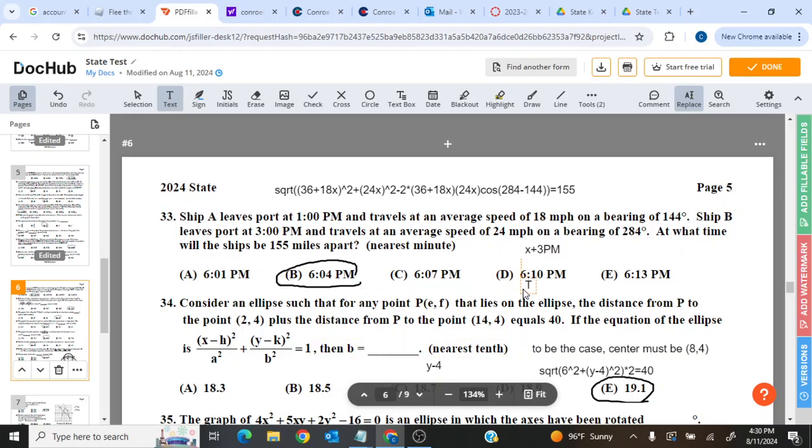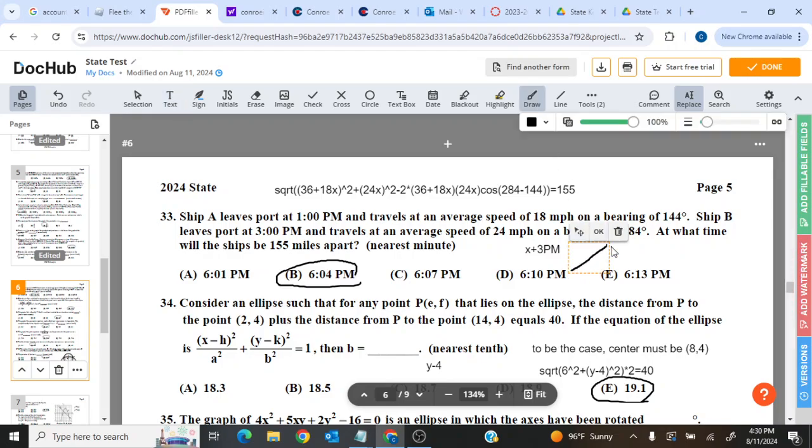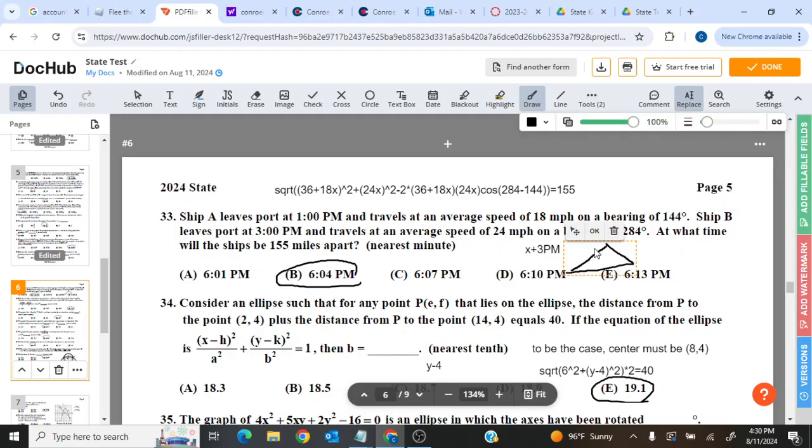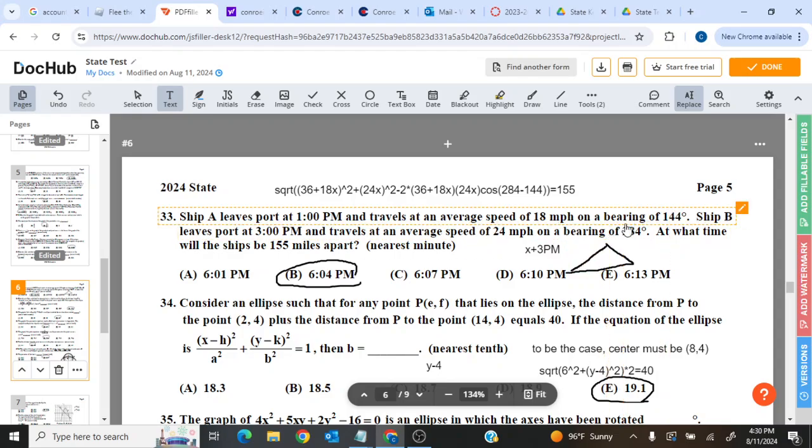Okay, well, basically we're doing some giant law of cosines to figure out what time side C is equal to 155 miles. So you're basically drawing a giant triangle like this. You need to figure out when this side right here is 155 miles. Let's say this is ship A. Ship A has been traveling for 2 hours extra, so 36. So they've traveled an extra 36 miles.